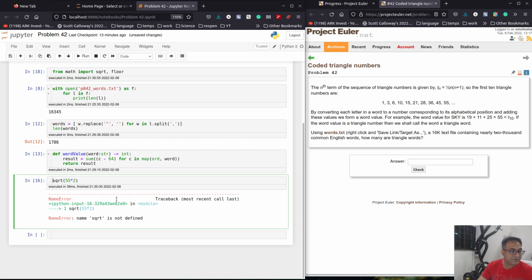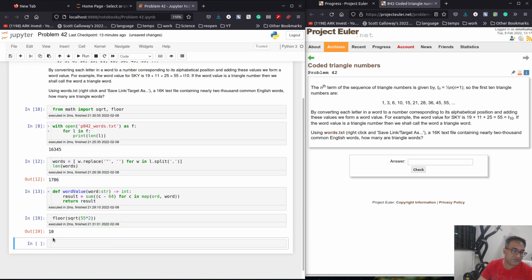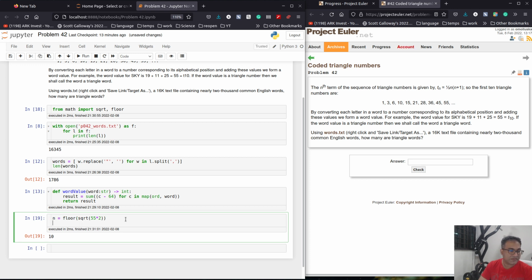Okay, so the floor of that is going to give me 10, and n is that, and n into n plus 1 equals 2 into 55. So you need this condition to be true. If this is true, then it's a triangular number.